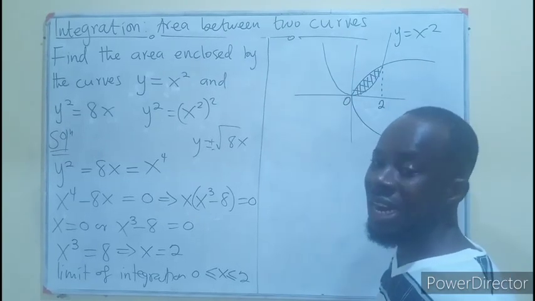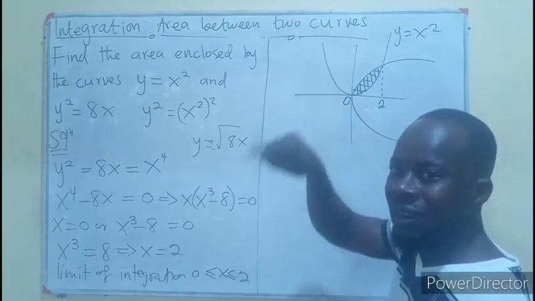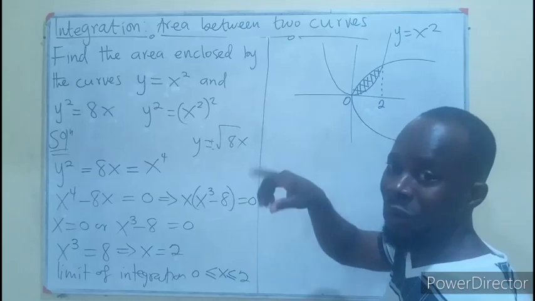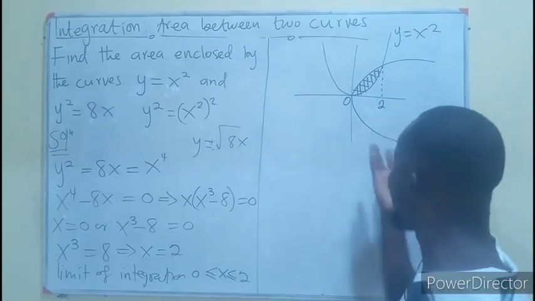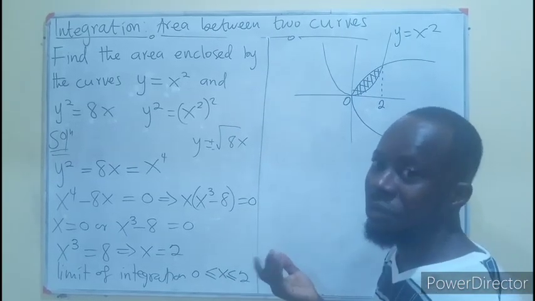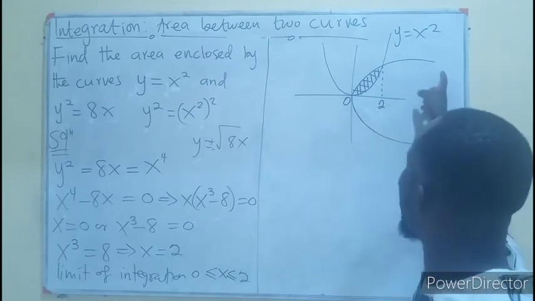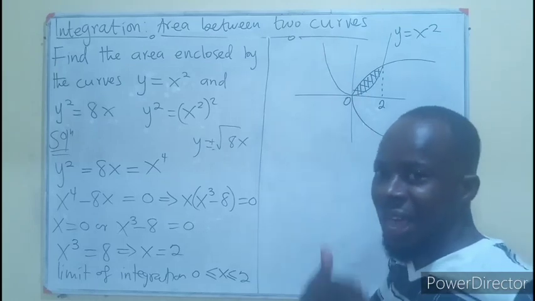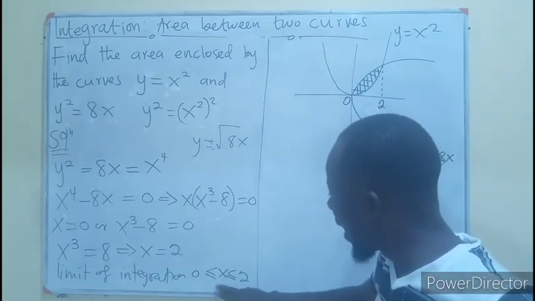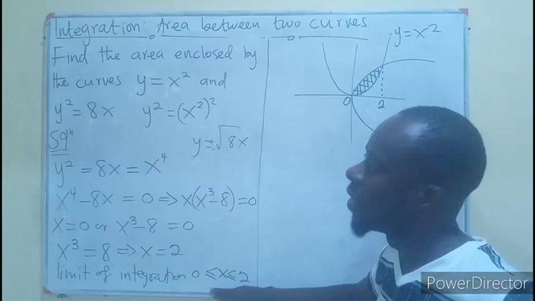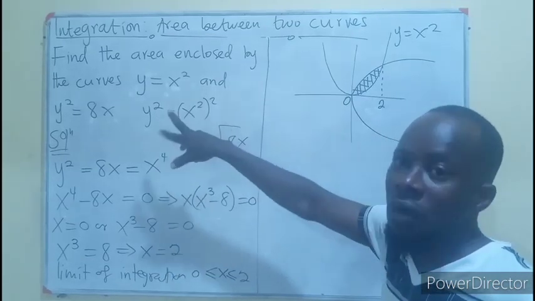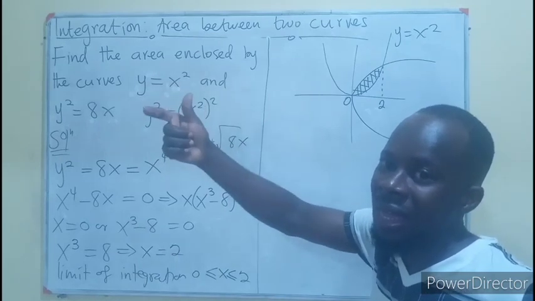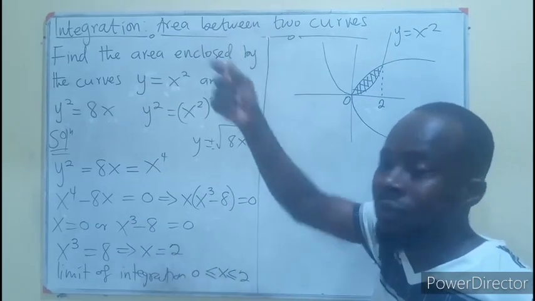We know that if you are finding the area, it is going to be the integral of the above curve minus the below curve. So in this, which one is the above? By inspection, I can see that this will be the above and this will be the below. But for accuracy's sake, we can pick a number from this range and substitute into each of the equations. The one that gives us the bigger number becomes the curve above.